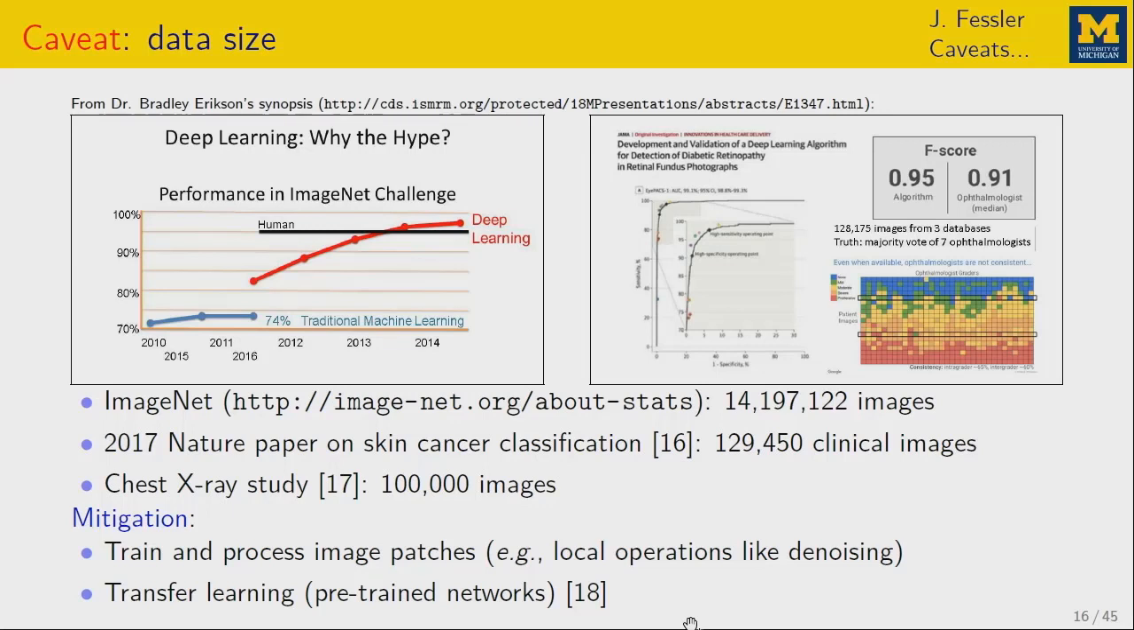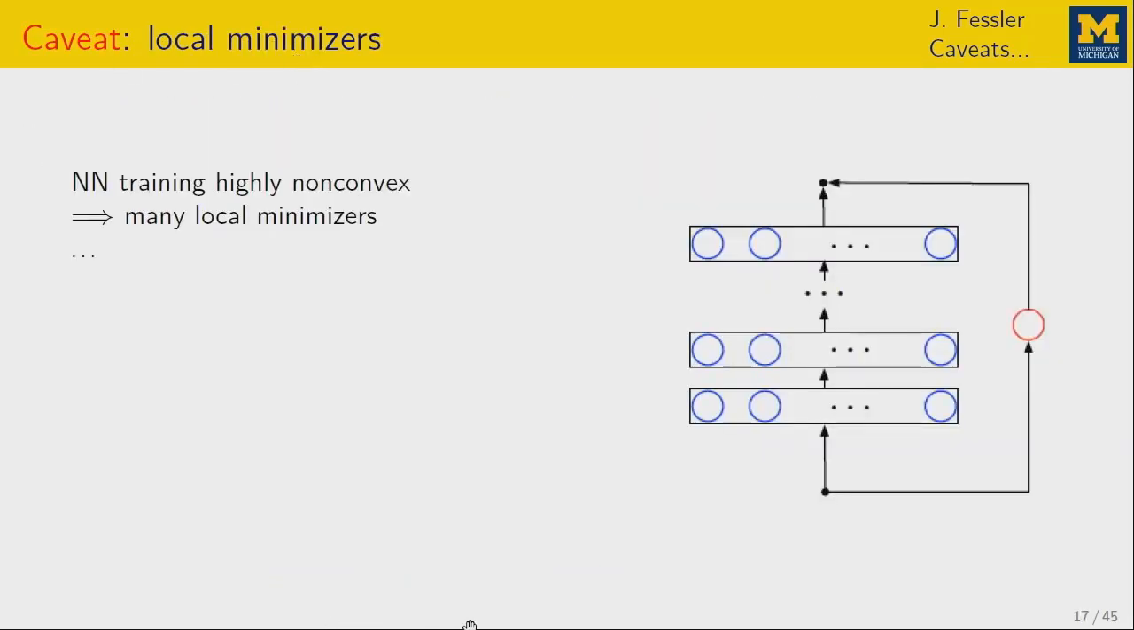Now, any caveat that I talk about is a well-known problem, and people are working on it. So for example, this question of data size: one way to get more data is to work on patches instead of the entire image, because if you take, say, 16 by 16 patches out of your data set, suddenly you have a lot of training patches instead of a few. Also, there's a whole approach called transfer learning, where you take a network that was pre-trained for some other application and then maybe adapt the final layer or layers of it to your medical imaging application. But the question of data size is a big caveat.